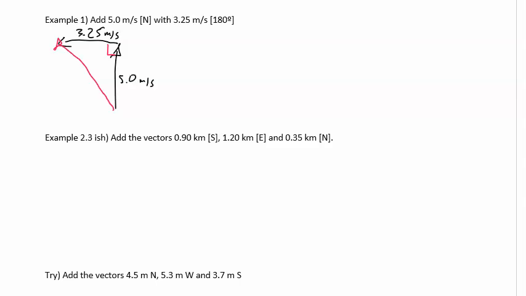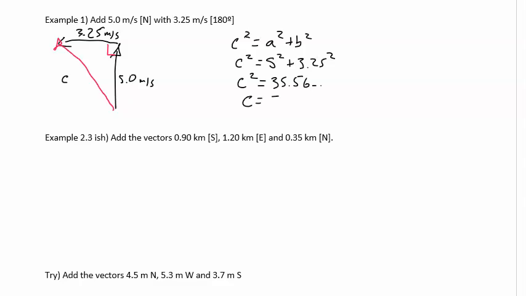So to find the magnitude, we're going to use the Pythagorean theorem. C squared is equal to a squared plus b squared. So c squared is 5 squared plus 3.25 squared, which means that c squared, typing that in, gets you 35.56, or c is equal to 5.96 meters per second. And so that is the length representing the magnitude. But we also require a direction.